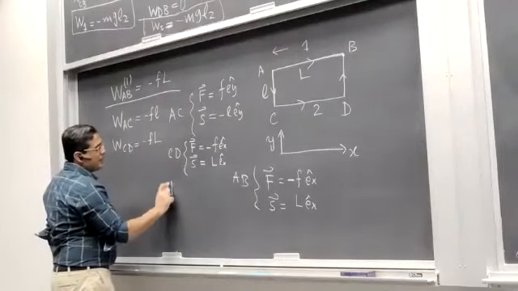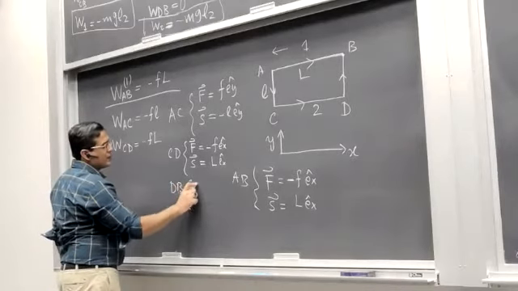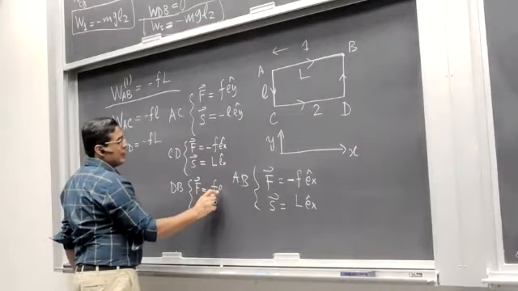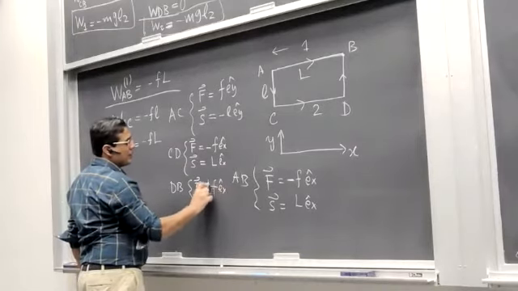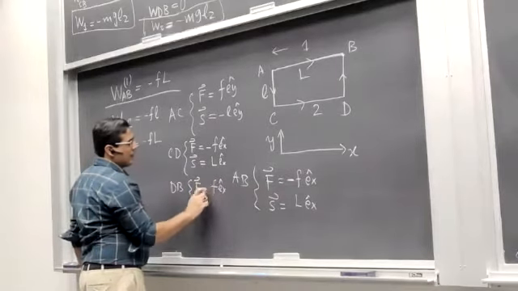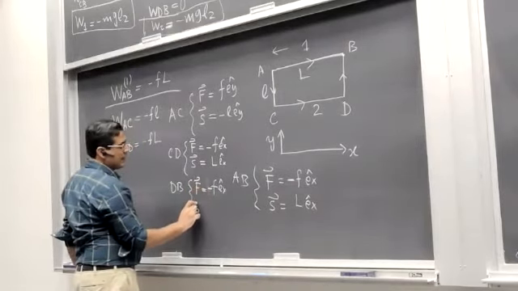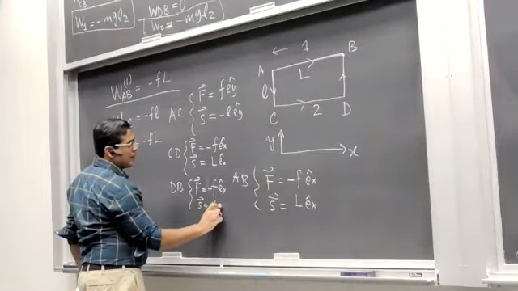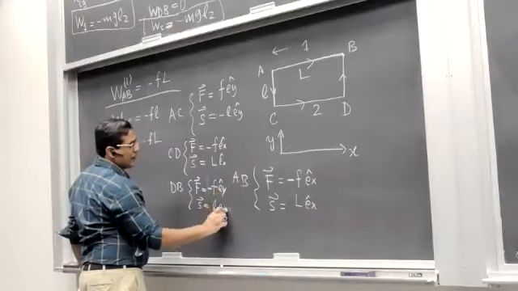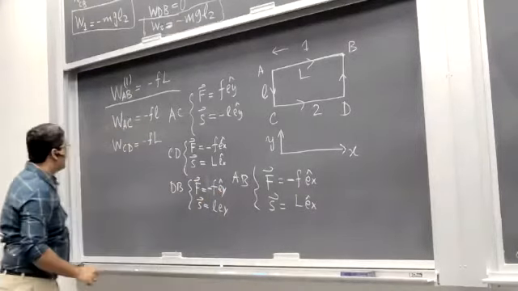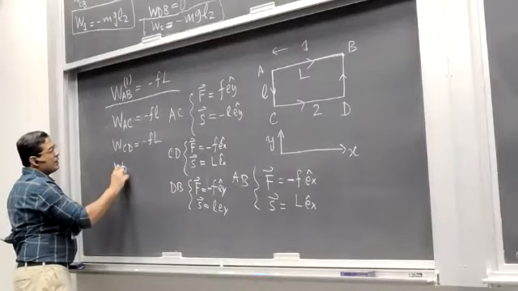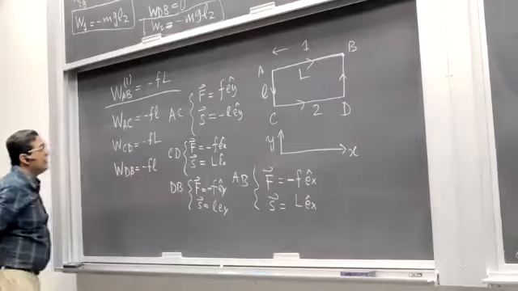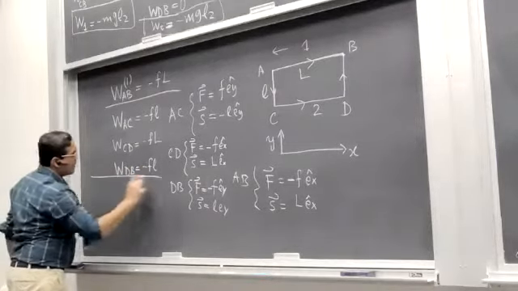What about then D to B? First the force. The force would be negative F in the y direction, because it's opposing the motion. And what is S? Small l in the y direction. This is positive, this is negative. So what would be the work done from D to B? Minus FL, right?